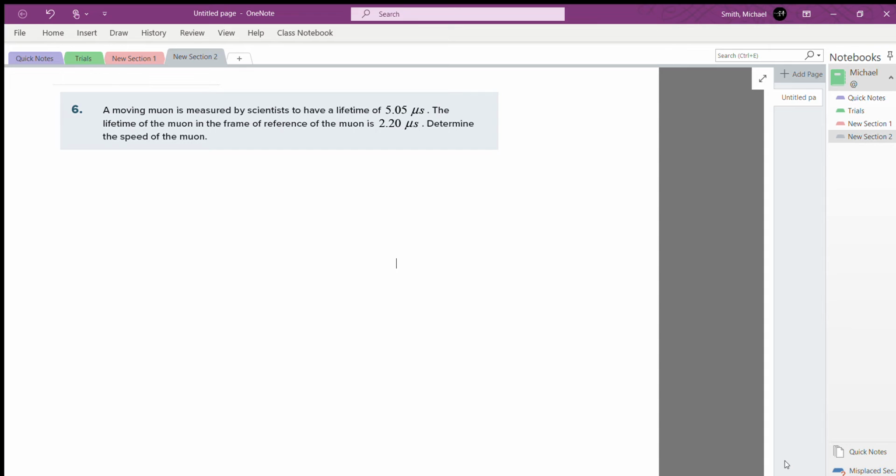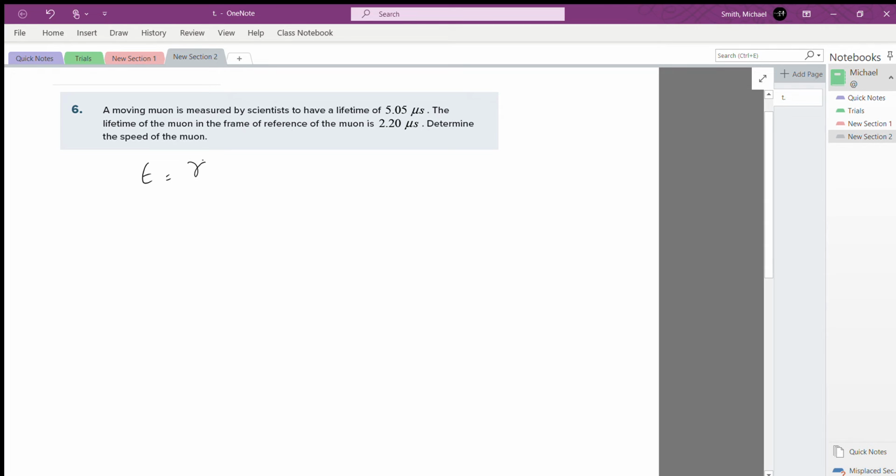So here again we need to make sure that we have a good understanding of which time is appropriate for which frame of reference. So the moving muon is measured by scientists to have a lifetime of 5.05 microseconds. That means that in that frame of reference, the spatial coordinates of the muon are changing, so they are measuring t in the lifetime. The lifetime of the muon in the muon's frame of reference is the frame of reference where the spatial coordinates are fixed, so t naught is 2.2 microseconds.